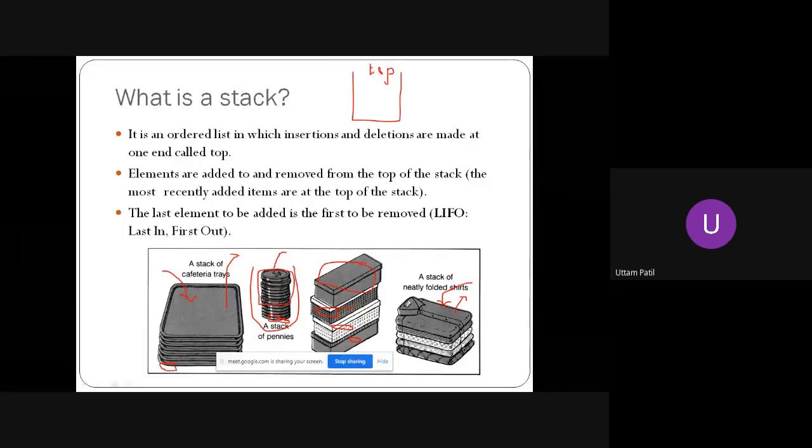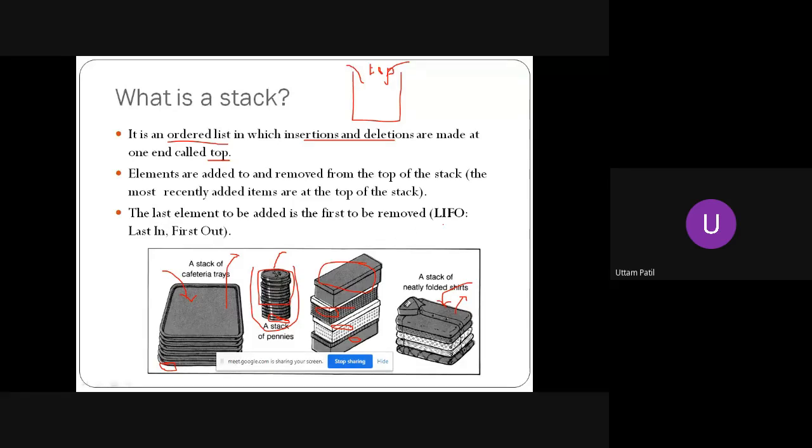Now let us read this again. It is an ordered list in which insertion and deletion are made at only one end called as top. So there is only one end, which is top. Elements are added and removed from the top of the stack. So this is stack. Elements are added from this end, and removed from the same end.